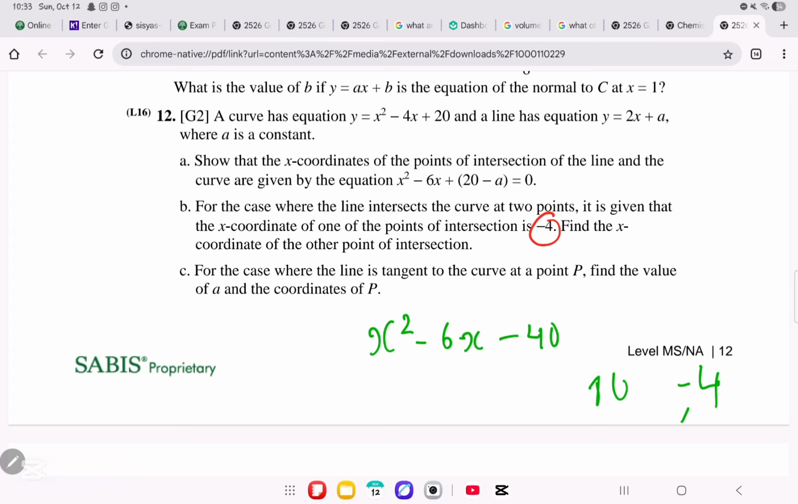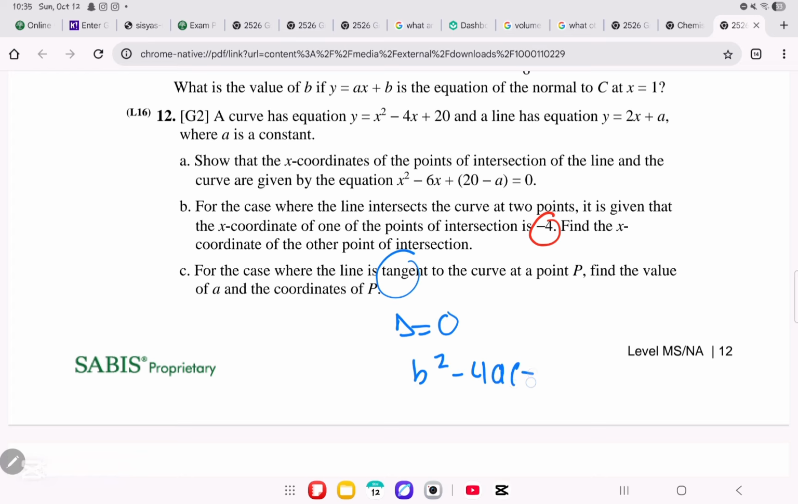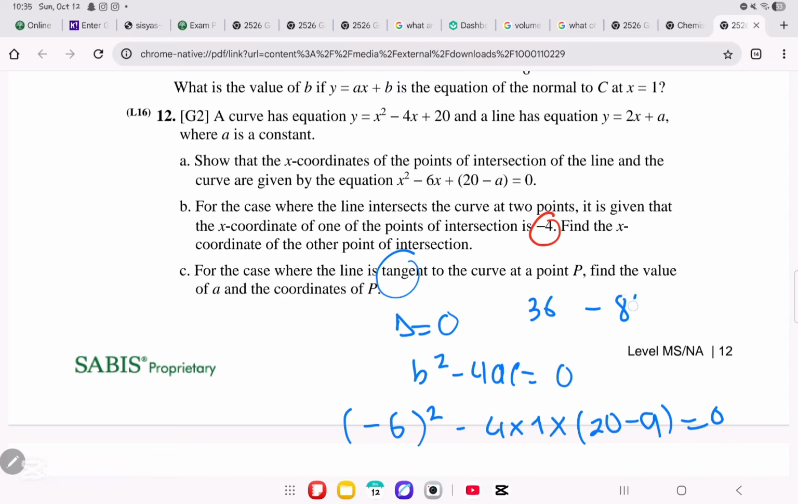Part C. For the case where the line is tangent to the curve at point P, find the value of a and the coordinates of P. Now, whenever we're dealing with a tangent, the discriminant needs to be equal to 0. That means b squared minus 4ac needs to be equal to 0. So minus 6 squared minus 4 times 1 times 20 minus a is equal to 0. So 36 minus 80 plus 4a is equal to 0.